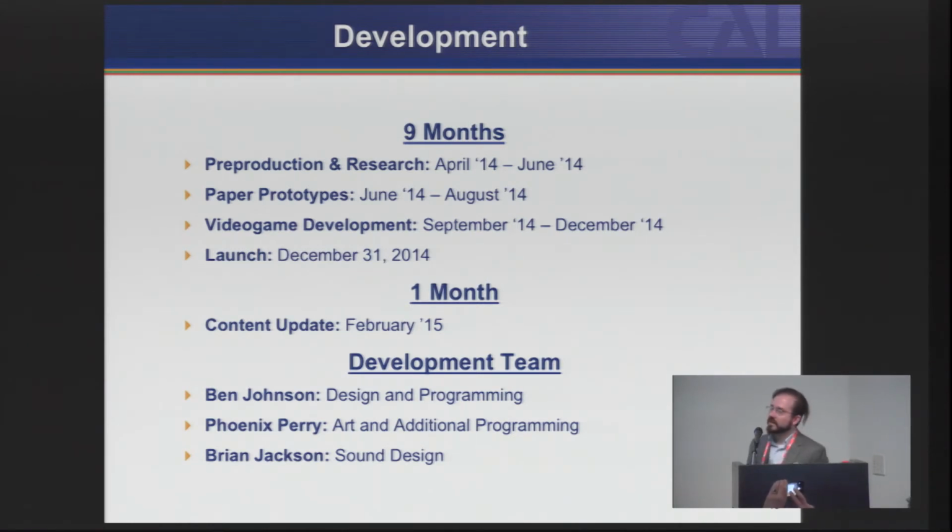We started out doing pre-production research. We read through the 700-page educational program that the refugees get, and figured out how we would take aspects of that and adapt them into a video game. We also ended up doing paper prototyping.